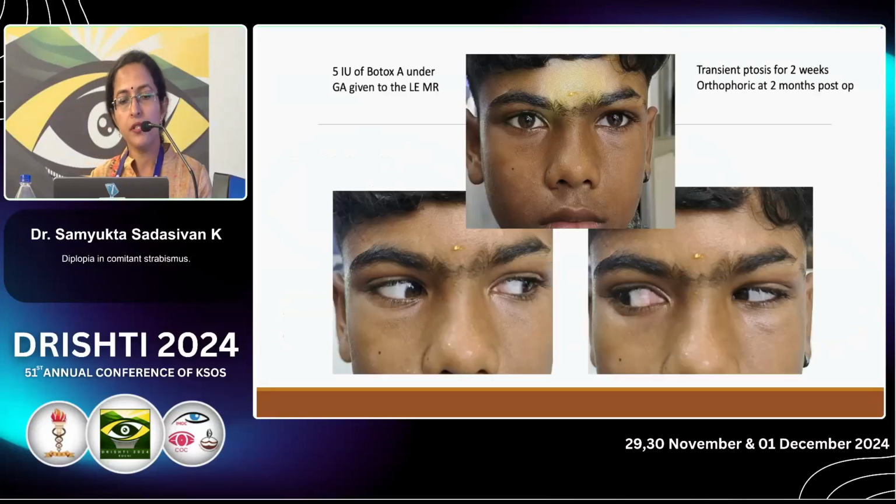So this child was given 5 international units of Botox A under GA to his left medial rectus. He developed a ptosis in the immediate postoperative period, but it was transient and resolved on its own. However, at 2 months post-op, he was orthophoric.